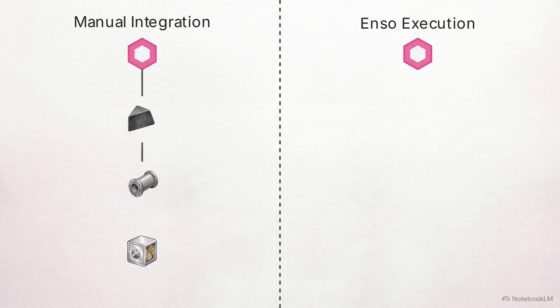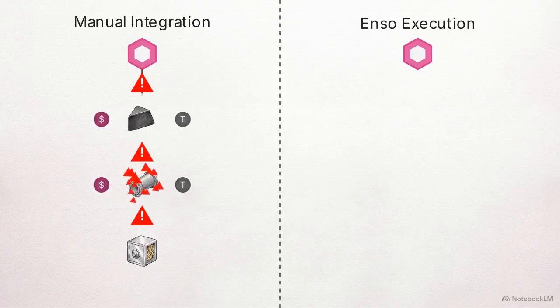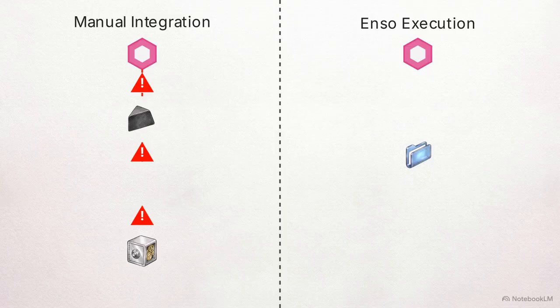Looking at the manual path on the left, the developer must write distinct smart contract interactions to first swap the asset and then bridge it across networks. Each of these steps generates intermediate tokens and extracts separate gas fees. Next, the developer must sequence the final contract calls required to bridge the asset into the yield vault. This chain creates multiple points of failure where slight slippage or gas calculation errors can cause the entire transaction to revert. Enso was designed to replace this entire sequence.